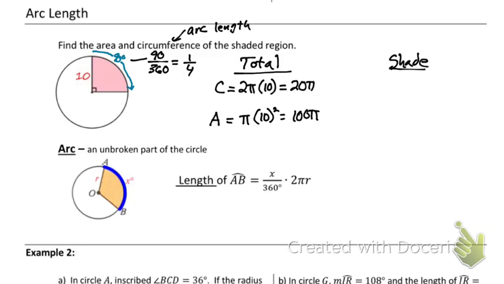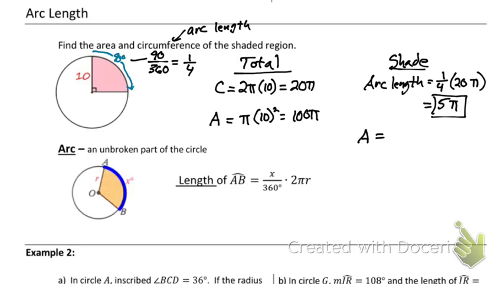So our circumference or arc length is going to equal 1/4 of that 20 pi. And a quarter of 20 is going to be 5 pi. So that is my arc length. All right, the next thing I do is the area of it. Well, once again, we're just going to use 1/4 times that 100 pi equals 25 pi.